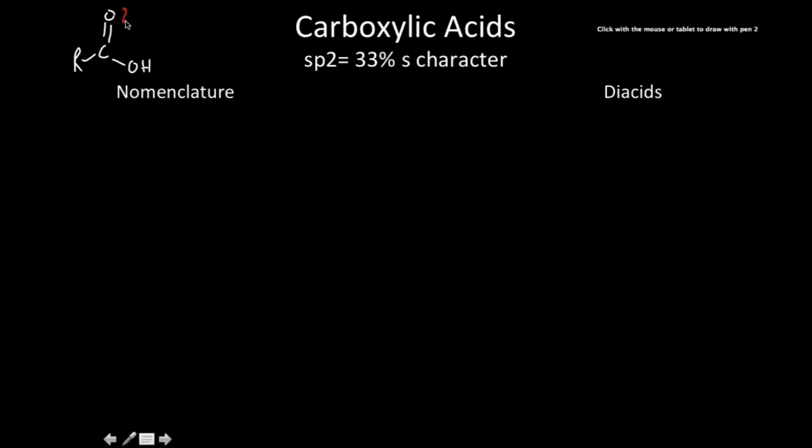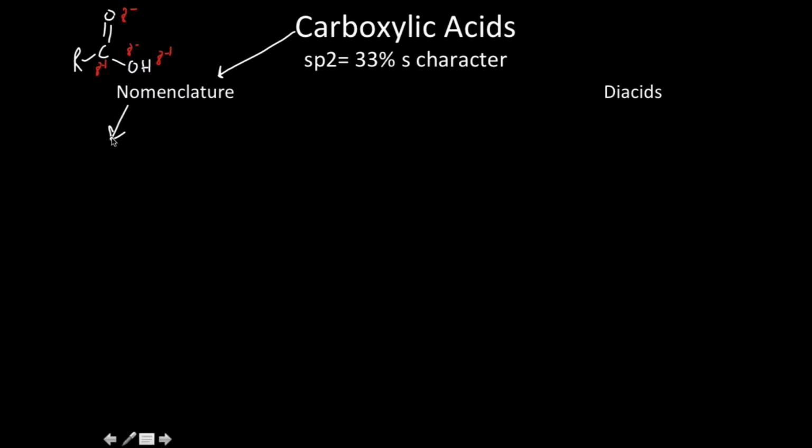This oxygen here is going to be partially negative. That carbon there is going to be partially positive. This oxygen will be partially negative, and this hydrogen will be partially positive. That's something that's going to play a role in reactivity later on. But before we talk about the reactions and the properties, let's talk about the nomenclature.